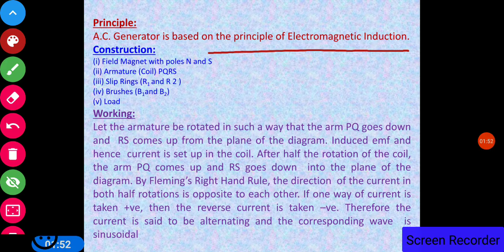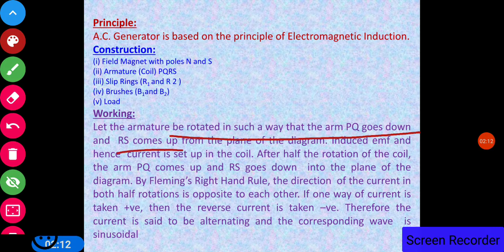Now the construction: two strong field magnets, armature, that is the coil, slip rings, brushes, and the load across which the output is obtained. When the armature is rotated in such a way that arm PQ goes down and RS comes up into the plane of the diagram, then induced EMF and hence the current is set up in the coil.